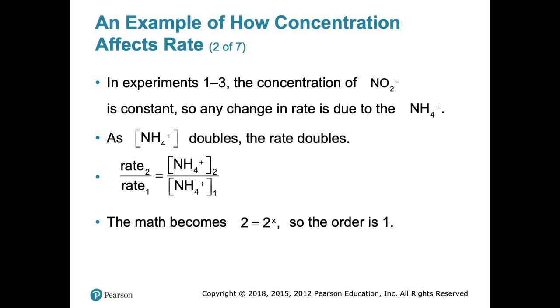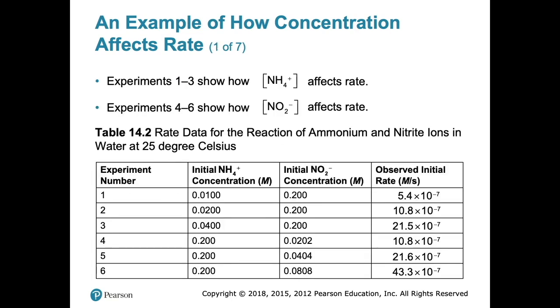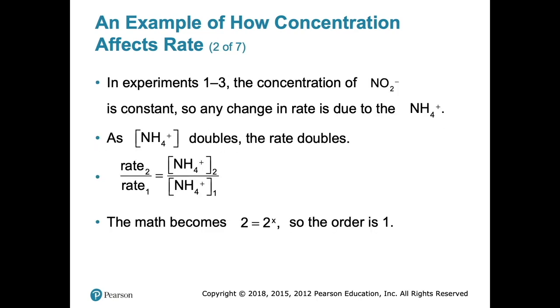And when you take those numbers from reaction 1 and 2 and you plug them in, what you get is 2 equals 2. The concentration ratio is 2, and for the rates, it's also 2. So 2 equals 2, and what that means is that the order is 1. The reaction order is 1, okay?